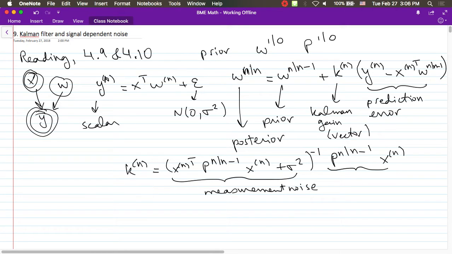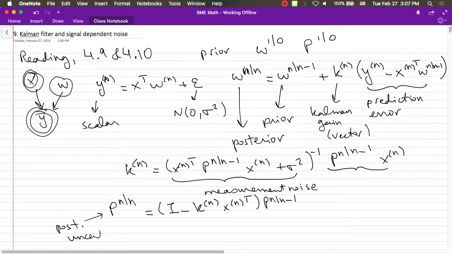After I update my unknown W, I'm going to have an uncertainty about my posterior, P of n given n. And that was this relationship. So this is the posterior uncertainty. And this tells me that now that I have a mean associated with my estimate, this is the variance associated with that estimate. And basically, the variance gets smaller the more data I get.